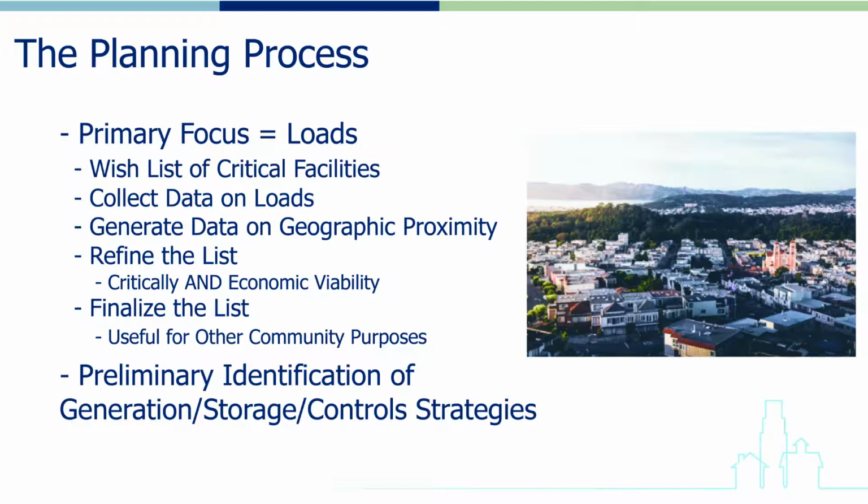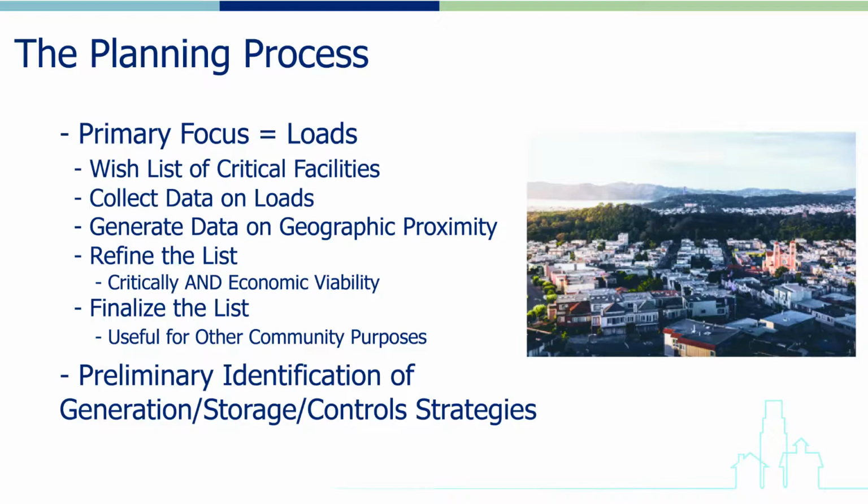Data on these loads, or these facilities and infrastructure, will be collected. Data will be generated on geographic proximity of these various facilities. The list will be refined in terms of both criticality and economic viability, and then the list will be finalized. This list of facilities that could be part of a microgrid will be useful for other community purposes, but will form the basis of the analyses that will follow.